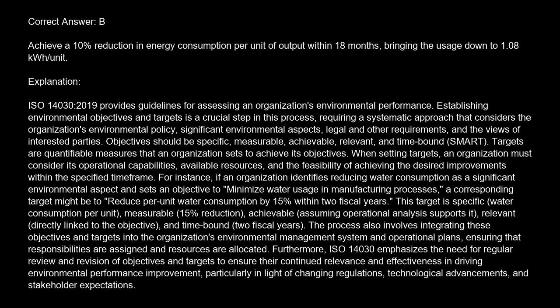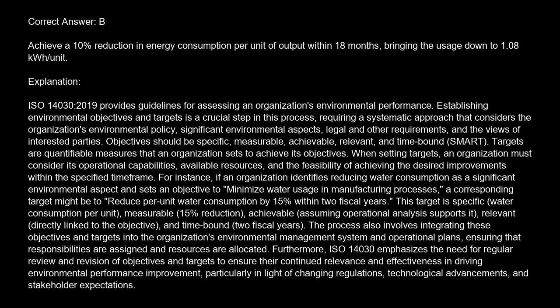The correct answer is B. Achieve a 10% reduction in energy consumption per unit of output within 18 months, bringing the usage down to 1.08 kWh/unit. Explanation: ISO 14030, 2019 provides guidelines for assessing an organization's environmental performance. Establishing environmental objectives and targets is a crucial step in this process, requiring a systematic approach that considers the organization's environmental policy, significant environmental aspects, legal and other requirements, and the views of interested parties.